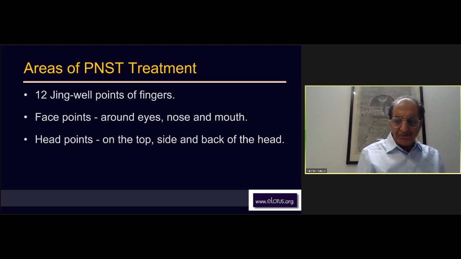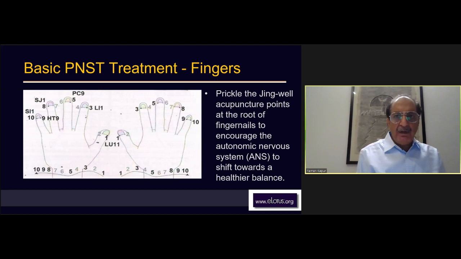Now, the basic PNST treatment of the fingers, which I said to you, we will be prickling the acupuncture points, which are located at the root of the fingernails. And what do we achieve by this? We encourage the autonomic nervous system to shift towards a healthier balance. So we will be prickling the points lung 11, LI1, large intestine 1, PC9 or pericardium 9, heart 9, San Jiao 1 or triple warmer 1 also, and small intestine 1. And we will be doing the prickling on both the hands. So in all, we'll be prickling at 12 acupuncture points.